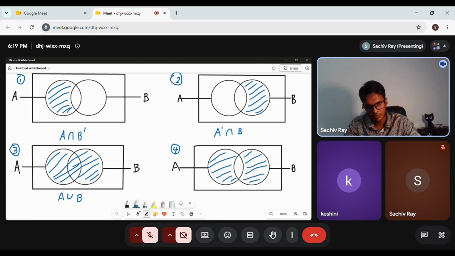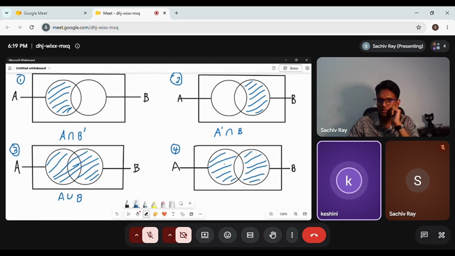Okay, now look at this part. This part is over here, right? A intersect B complement. If you look at this part alone, the B set alone, it's A complement intersect B, right? So we have those two parts. Then why did I draw the third one, A union B? Because all the parts are colored.